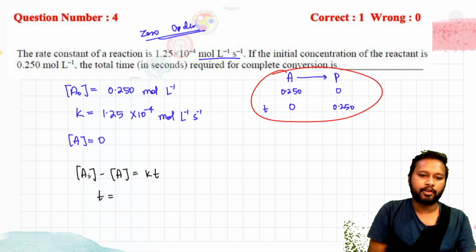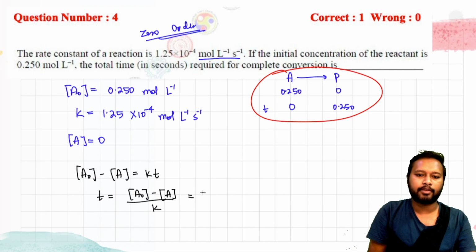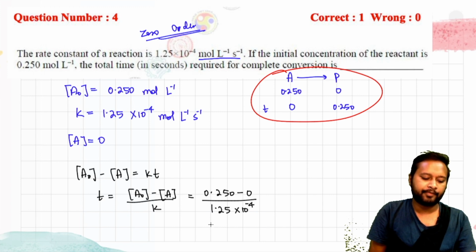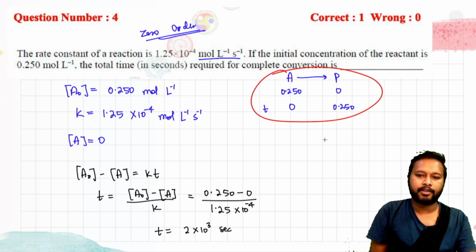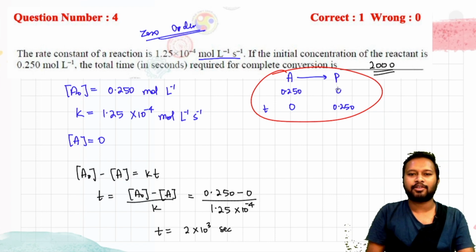So T will be equal to A naught minus A upon K. Just put the values. Initial is 0.250, final is 0, divided by K, which is 1.25 into 10 to the power minus 4. Solve this and you will get your answer. So the time will be 2 into 10 to the power 3 seconds, or you can say that 2000 seconds is going to be the answer of this question, right?